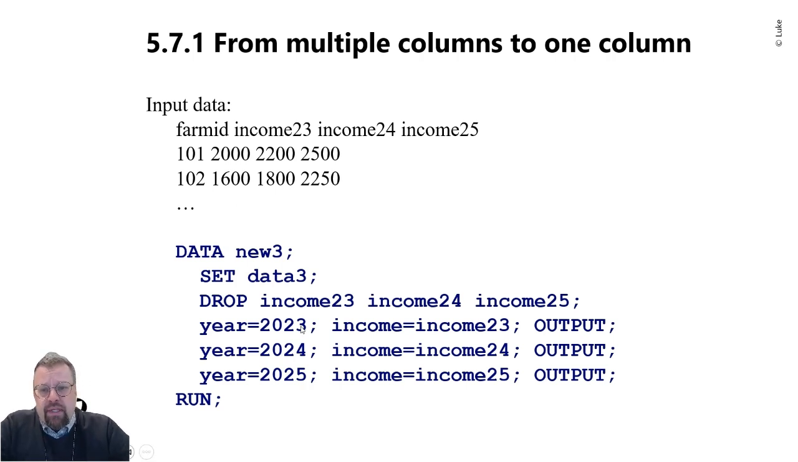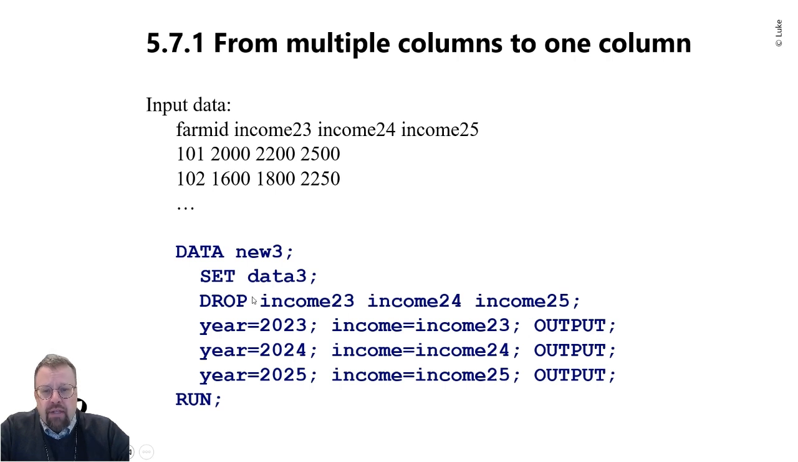One way to do this is to use data step in this way. So basically, these three rows here are where the action happens. So in the first one, we say that year equals 2023, and so there we actually give the value to the variable year, and we say that income equals income 23. So that comes from the data, the value for the income variable, and then we output.